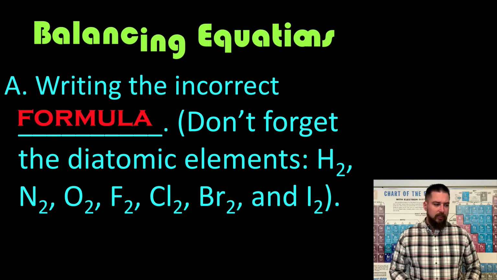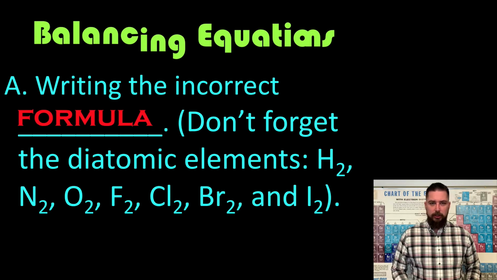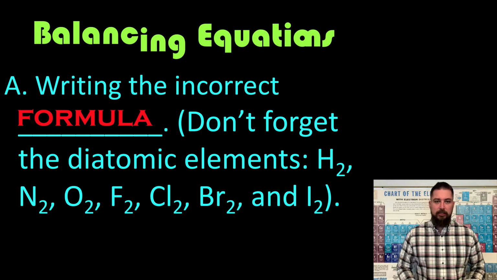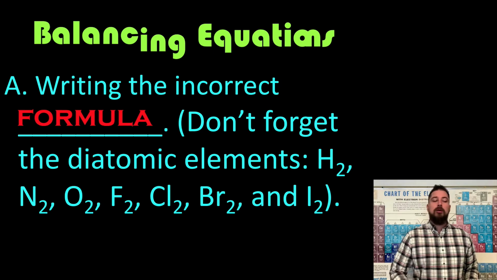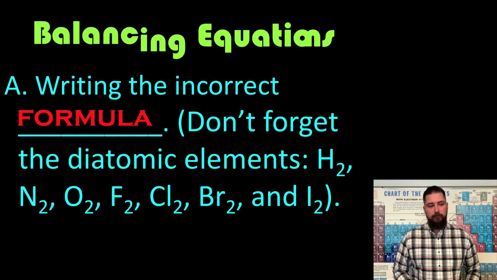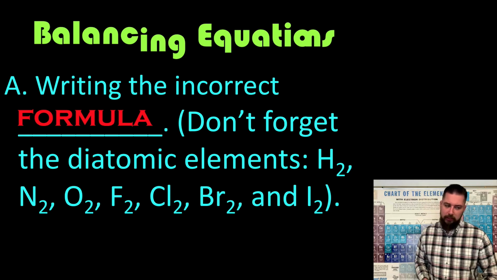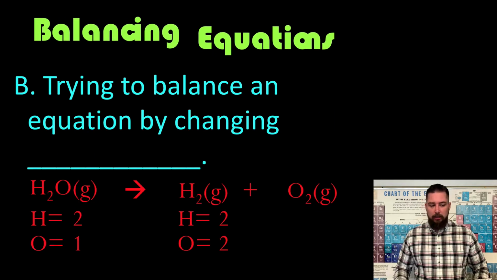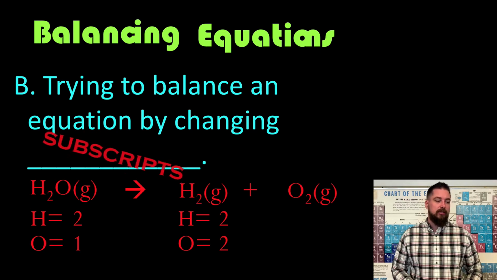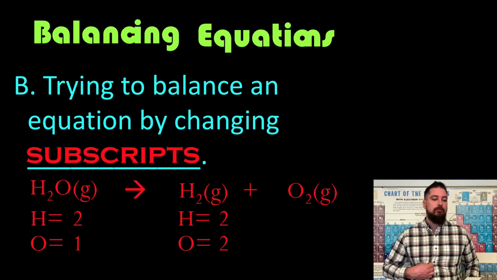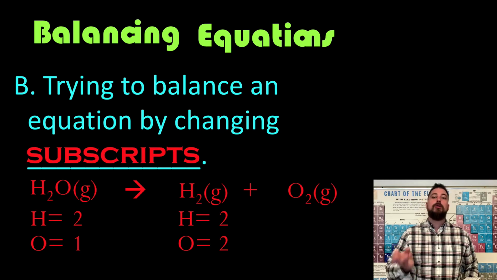Also, here are some common mistakes when writing balanced chemical equations. If you do not write the correct formula, it'll be impossible for you to correctly balance it. Don't forget the diatomic elements. Diatomics have 2 of those elements when they're alone by themselves, and so that definitely changes the way you balance things. Another common mistake is trying to balance an equation by changing the subscripts. You cannot change the subscripts. The only thing you can do is put large numbers in the front.